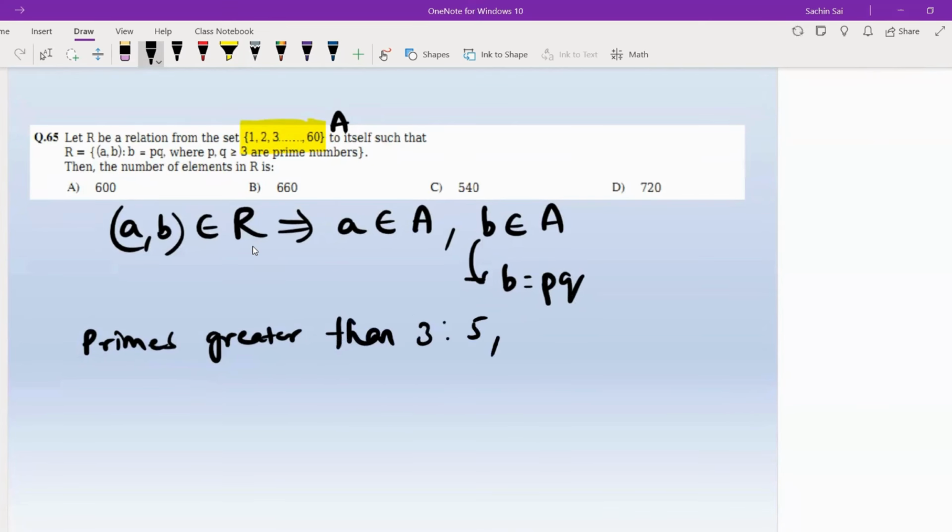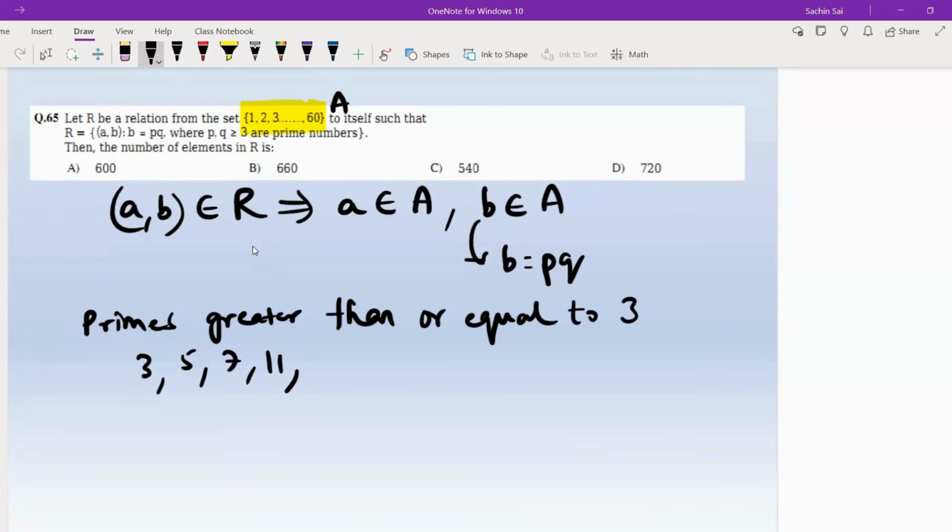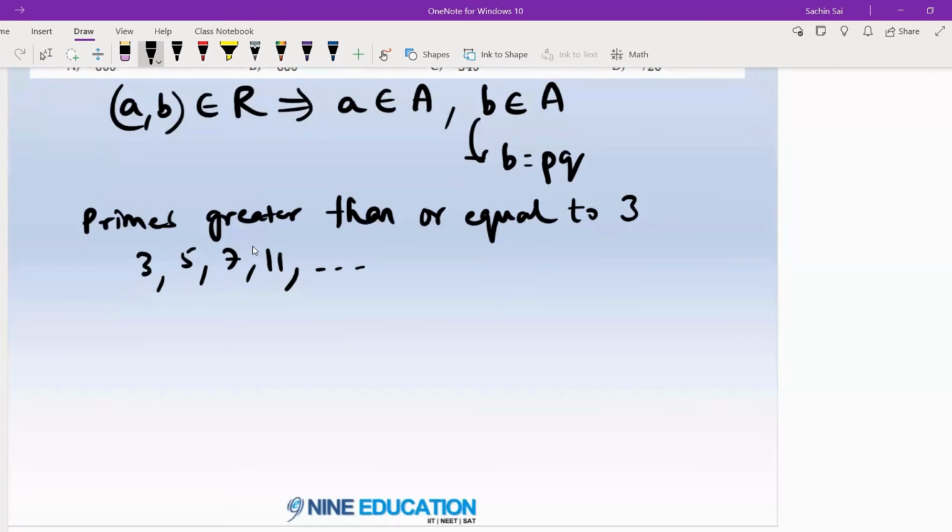So you have 5. Oh, in fact, you can include 3 also. Primes greater than or equal to 3. So you have 3, 5, 7, 11, and so on. But I'm going to stop there, because P into Q must belong to A, right? So I have 3, 5, 7, 11. These are all primes greater than or equal to 3.